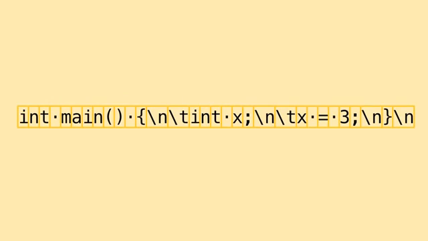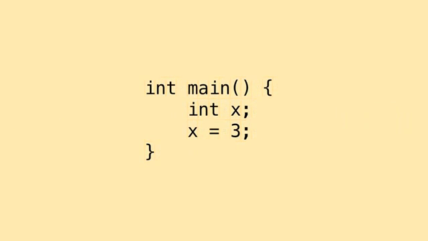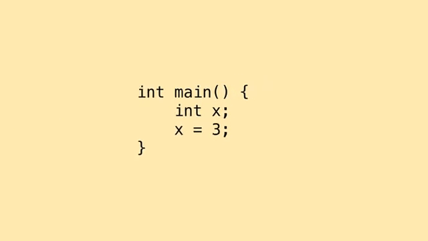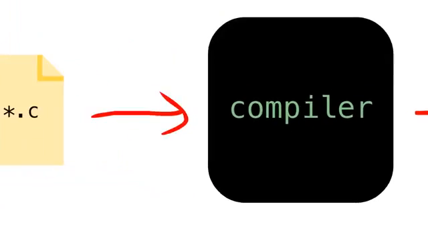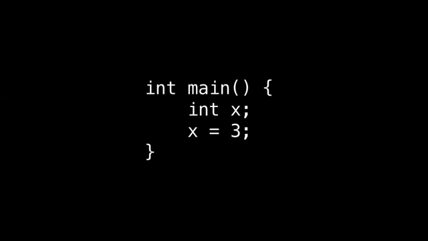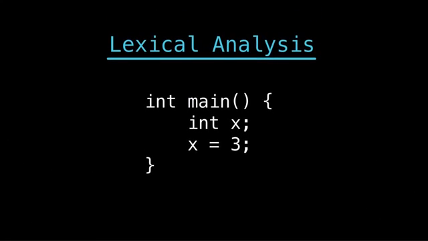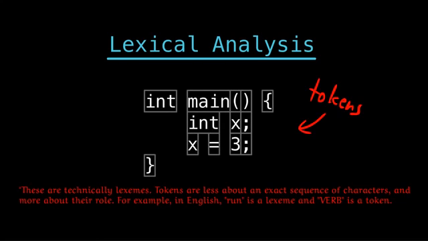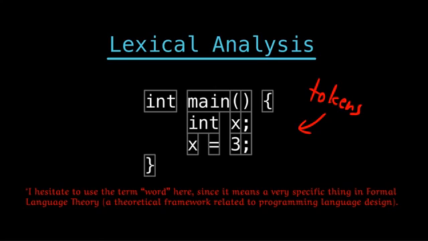It's just text. And I know this program doesn't really do anything useful, but we're starting simple. Let's pass this source code into the compiler and see what it does. The compiler first divides the text up into individual tokens. It's kind of like the compiler is figuring out what the words are in this program.